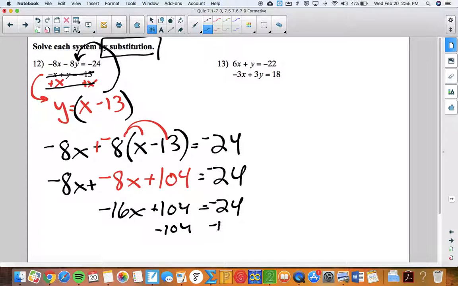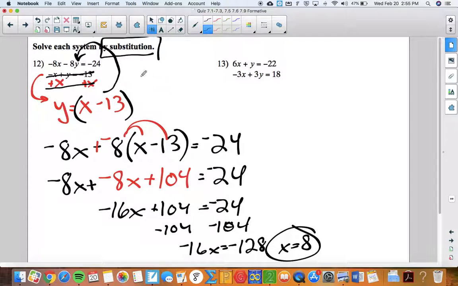Subtract. I thought we were going to get negative 144 over there. We don't. We get negative 128. Oh, that'd be 8. So x equals 8. Because I divided by negative 16 on each side, and then I used a calculator or my brain, but use a calculator on a test, folks, especially, please.